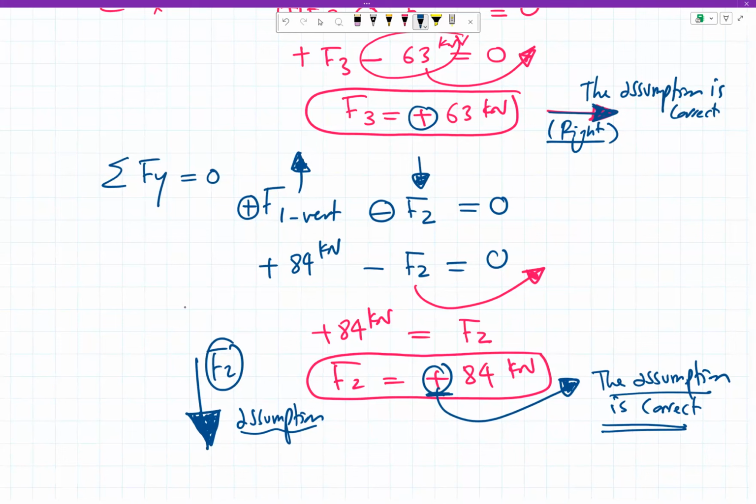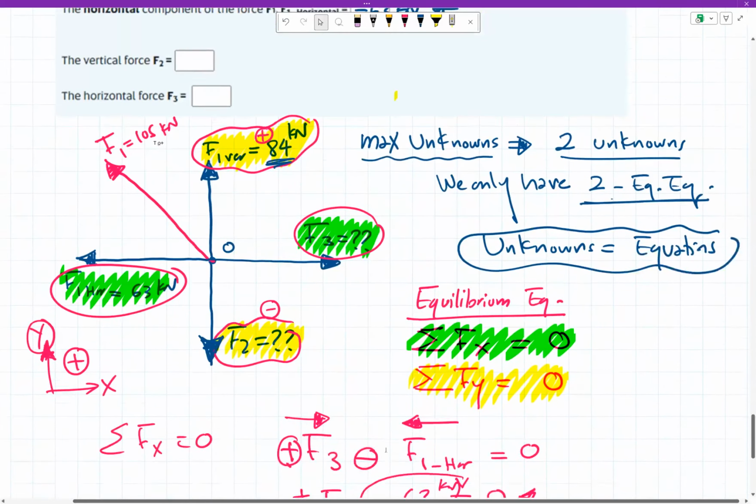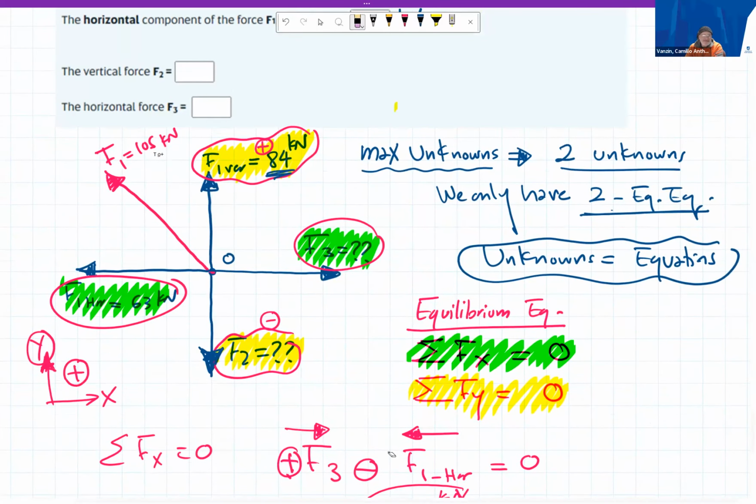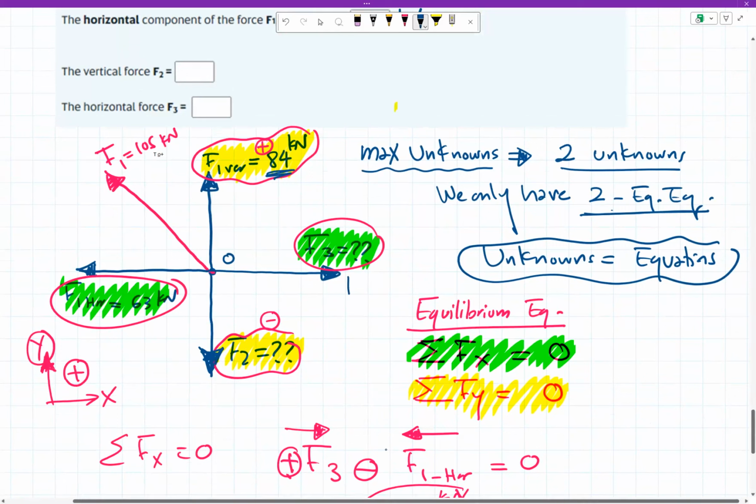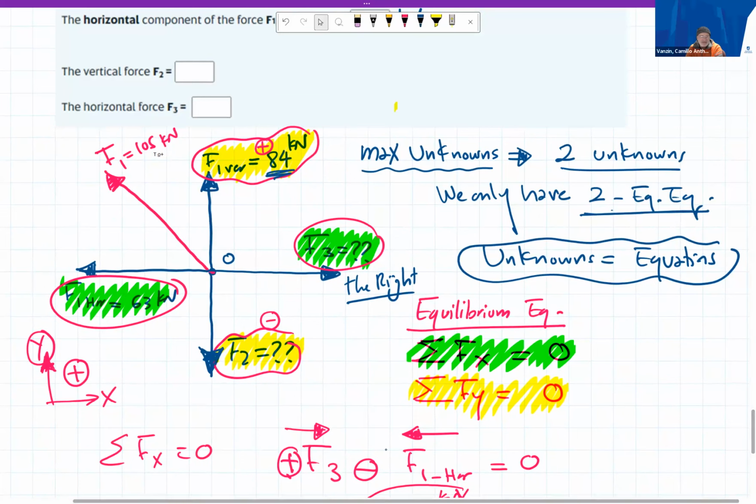Do you understand it? I understand it, but that last bit is a little confusing. But that's all right. Why is it assumed downward here? This will maybe make it easier for you. Why does the question assume F3 to the right and F2 downward? Can you explain to me?